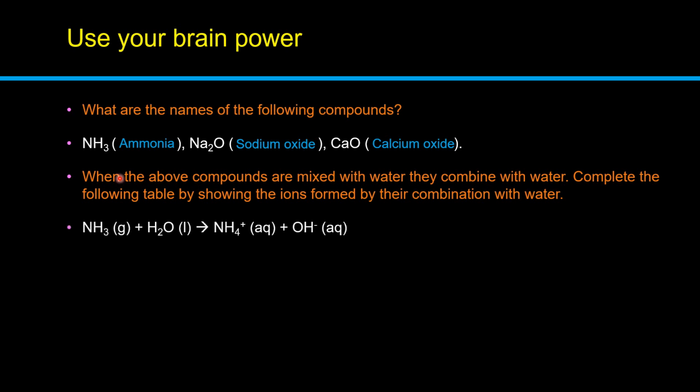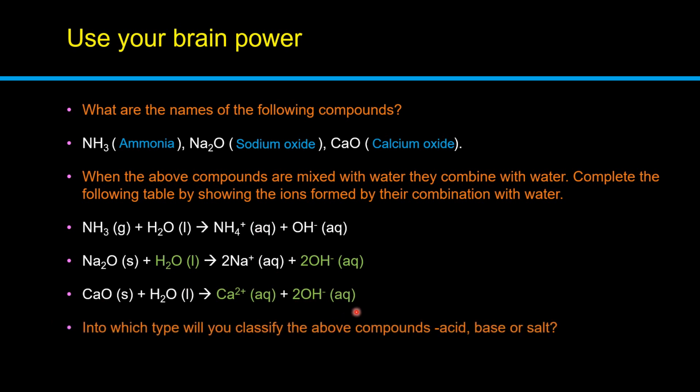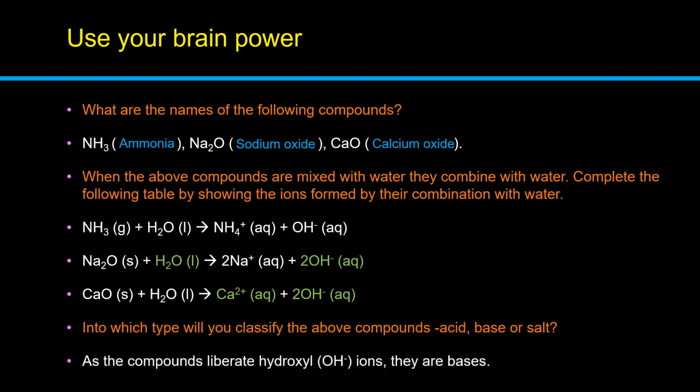You can complete it. The dissociation of ammonia with water gives NH4+ and OH-. Then Na2O with water gives 2 Na+ and 2 OH-. Then calcium oxide with water gives Ca2+ and 2 OH-, all in aqueous state. Into which type will you classify the above compounds? Now you know very well. Since OH- is present, yes, they are classified as bases.